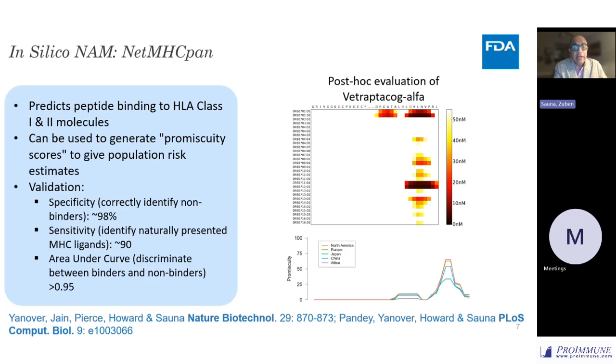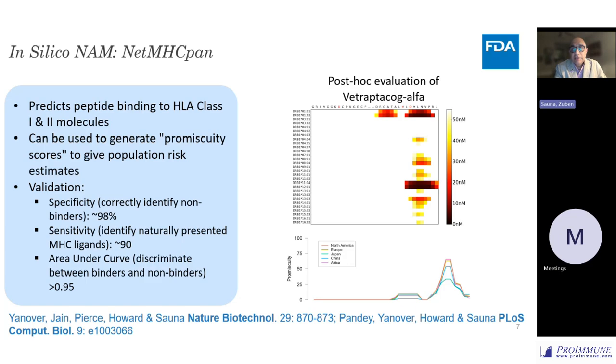But remember, even at its best, even when this algorithm works very, very well, this algorithm can only tell you whether the peptides that come from your protein bind HLA or do not bind HLA. They don't really tell you whether you're going to get an immune response because of this binding.